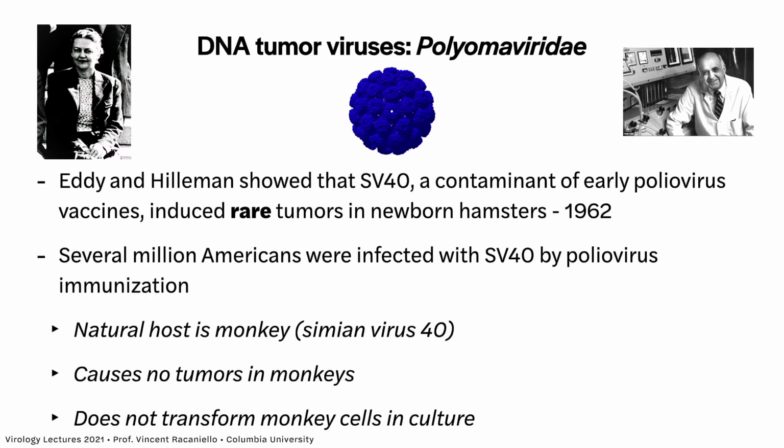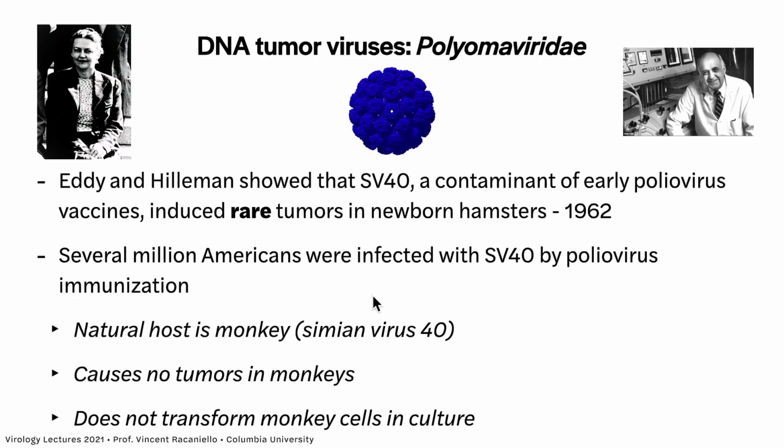Furthermore, among the polyomaviruses, there is SV40, which I already told you was discovered by Bernice Eddy and Maurice Hilleman as a contaminant of early poliovirus vaccines. Simian virus 40 is a monkey virus. It doesn't cause tumors in monkeys, but it will cause tumors in a different species, hamsters. That was shown in 1962.